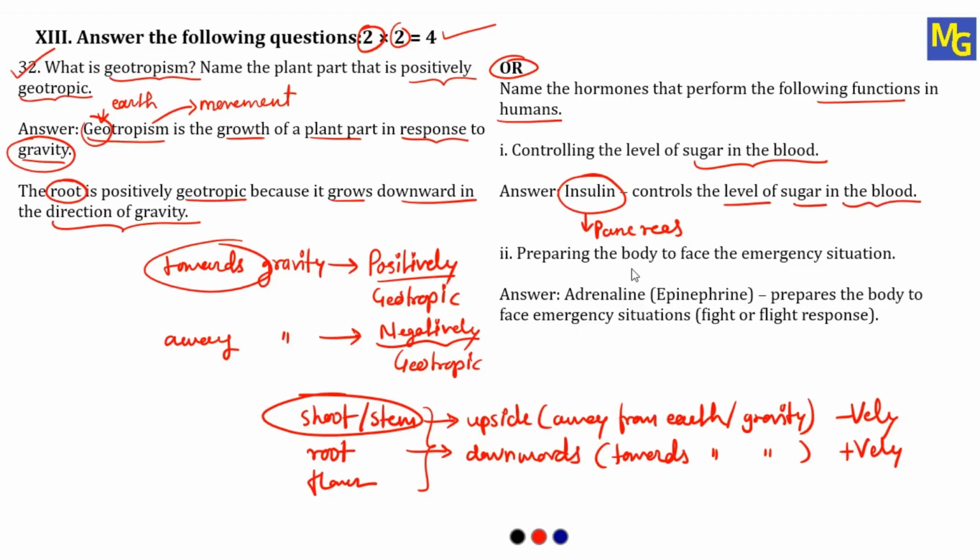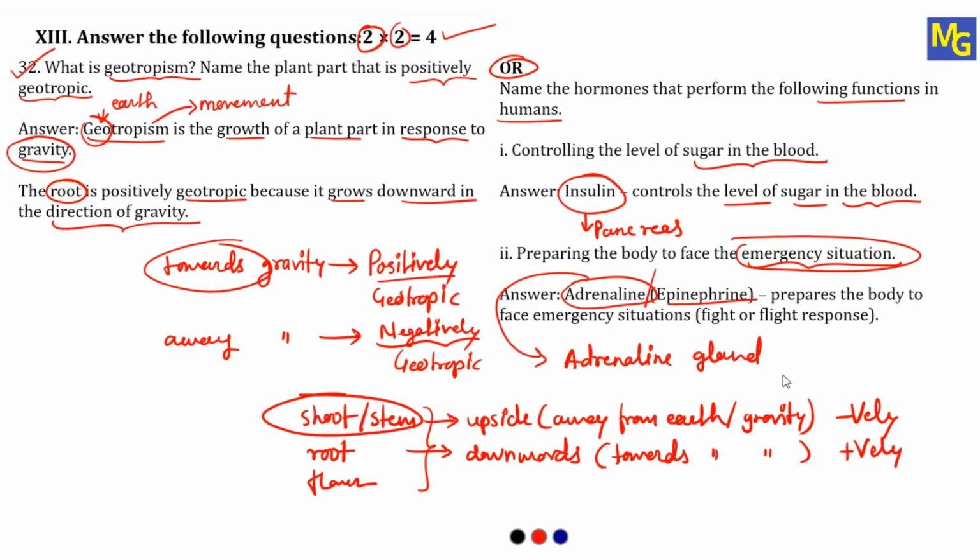The second one is preparing the body to face an emergency situation. Emergency situation means either to run from the situation or fight with the situation. In those cases, the hormone at work is adrenaline, also called epinephrine. Both names are the same, you can use either. This hormone is secreted by the adrenal gland, which is present on the kidneys, and it helps either to fight with the situation or to run from it. So I have written here, prepare the body to face emergency situation, flight or fight response.